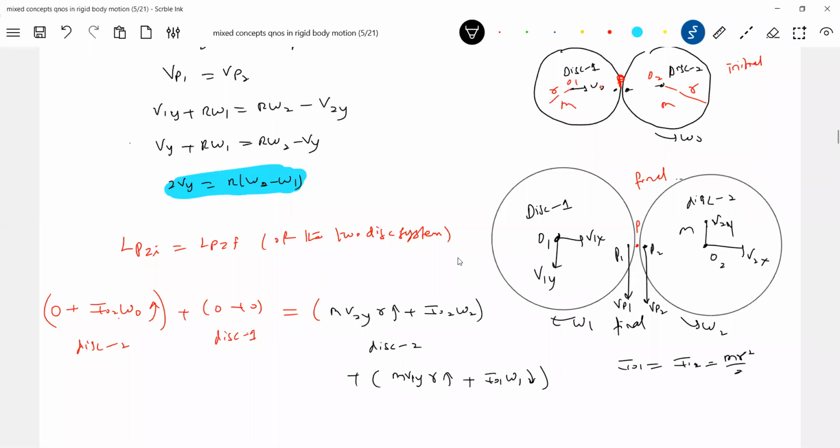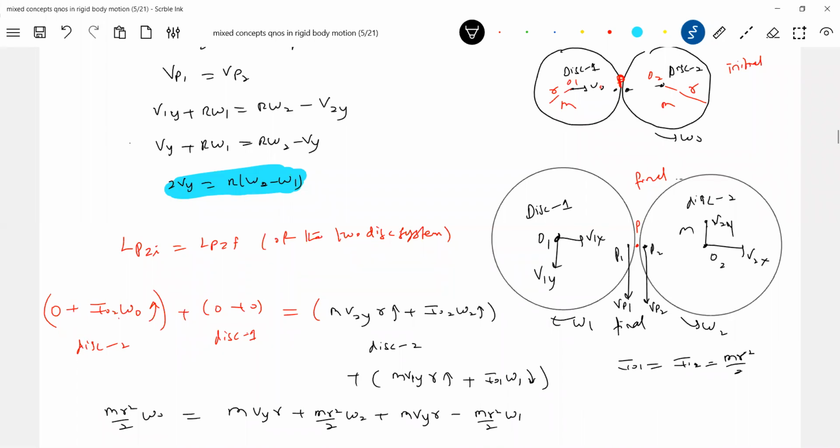Mr square by 2, let me substitute all. Mr square by 2 omega naught is equal to M, I think this is Vy, minus Mr square by 2 omega 2. This is also anti-clockwise, no? So then this will be M Vy r anti-clockwise. This will be negative omega 1.